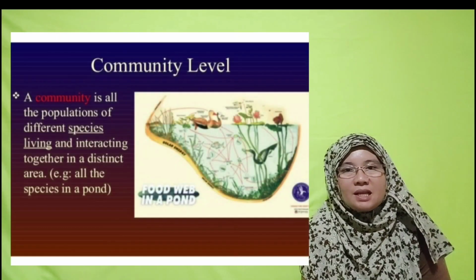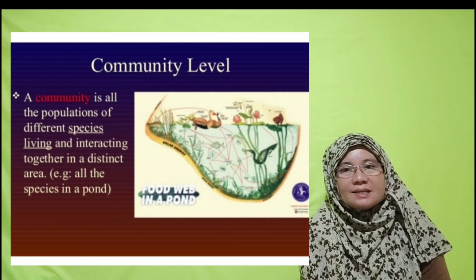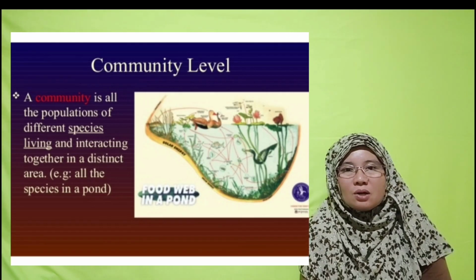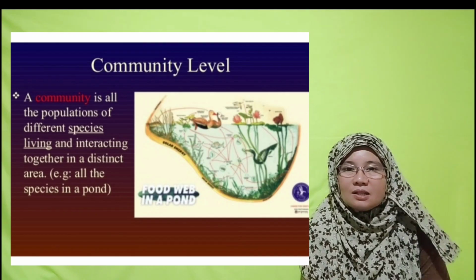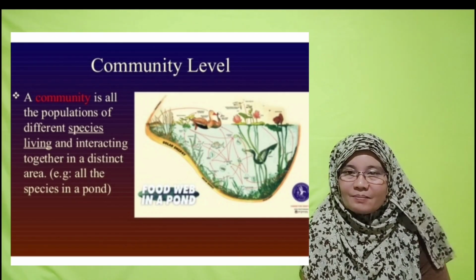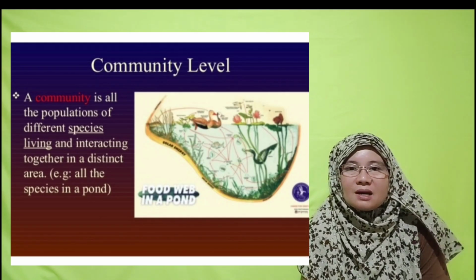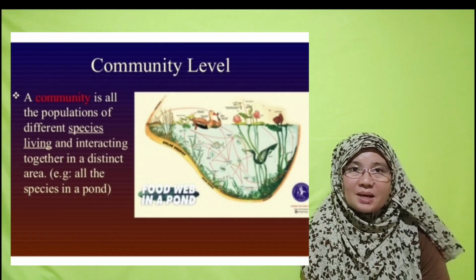And at the community level, a community is the populations of different species living and interacting together in a distinct area. Okay, an example of this is all the species in the pond.